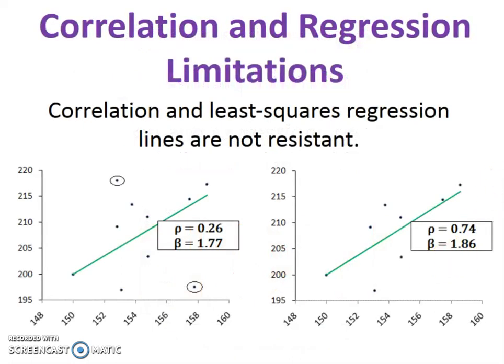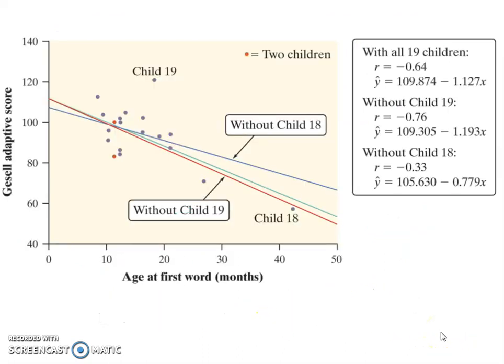Some other limitations. Again, I'll say it again. Correlation and least squares regression lines are not resistant. Outliers and influential points change things. Okay? They change things. You can see the change here when those outliers and influential points are removed. So, another example of that. This is a picture from your book as well, so you can read more about it.